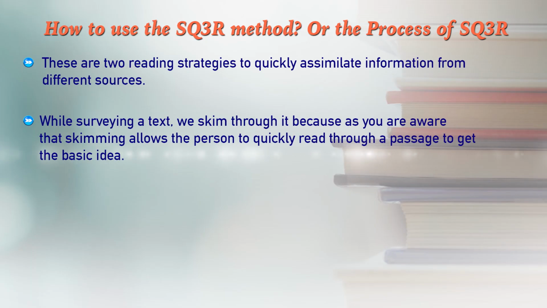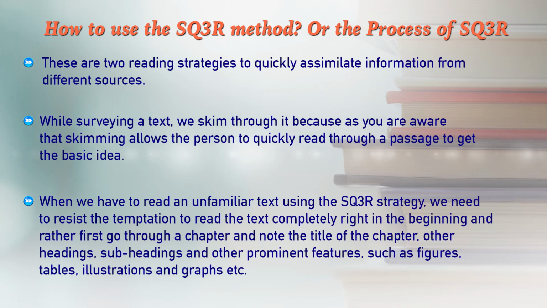While surveying a text, we skim through it because, as you are aware, skimming allows a person to quickly read through a passage to get the basic idea. When we have to read an unfamiliar text using the SQ3R strategy, we need to resist the temptation to read the text completely right in the beginning. Rather, first go through a chapter and note the title of the chapter, other headings, subheadings and other prominent features such as figures or tables or illustrations and graphs and so on.